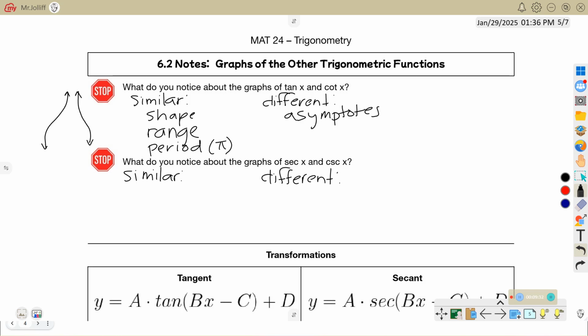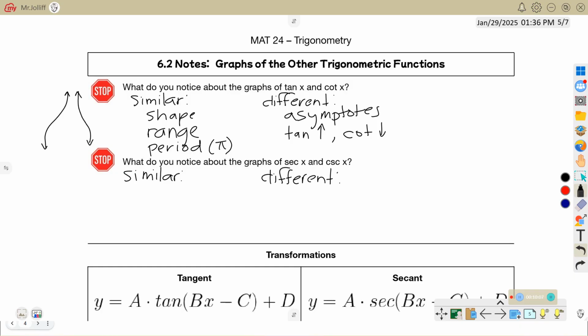Tan goes up, cotan goes down. Tangent is increasing, cotangent is decreasing. Yeah, very good. If I were to look at those two graphs and I wanted to get from one to the other, I'd have to do two things. I'd have to flip it upside down, and then I'd have to shift it because they have different asymptotes. They're connected, they are very similar, but one is flipped and shifted relative to the other.